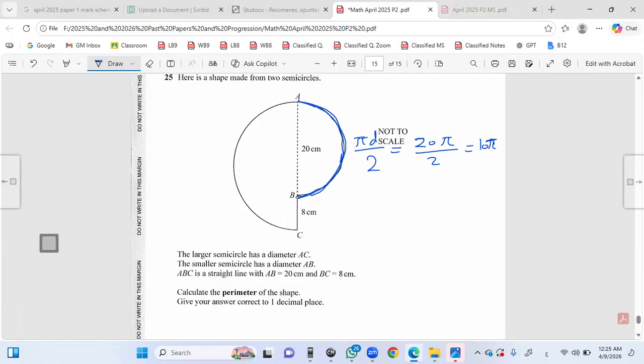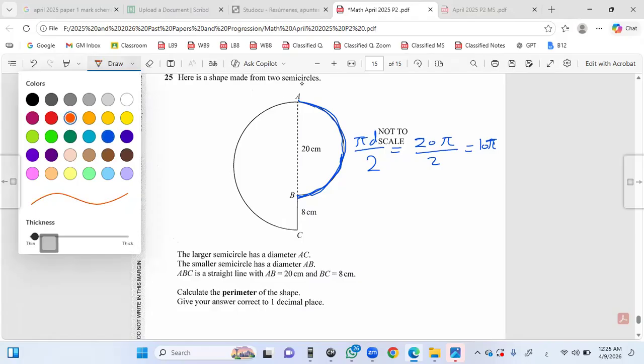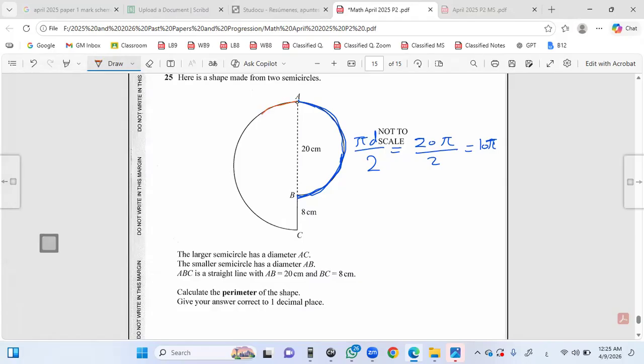That is this blue arc. I still need the red arc, this big arc. Let's do it. It is also a semicircle, so I'm going to do the same thing. It's pi d over 2. Oh mister, the circumference of a semicircle is pi d over 2 plus d. Well, that's if the diameter is part of the outline, but we don't have the outline over here. The diameter is not part of the outline, so it's just pi d over 2.